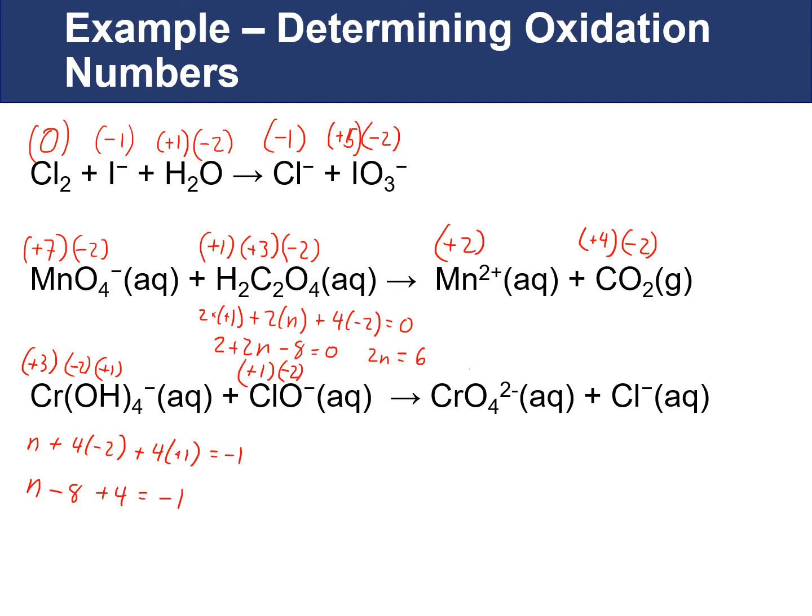Okay, our chromium here, we got -2 for each oxygen. 4 times -2 is -8. Our chromium has to balance out with that -8 to give an overall -2, and so chromium will be +6 to get it to balance out. The last one, our chloride, because it's an ion, the oxidation number is the same as the charge.